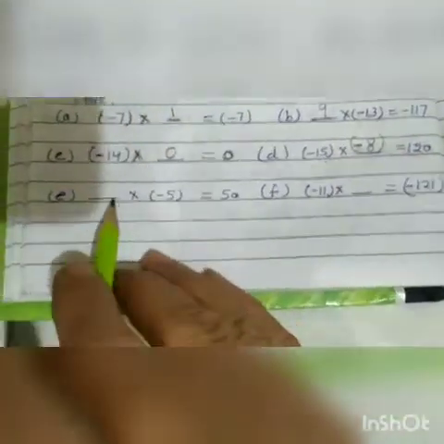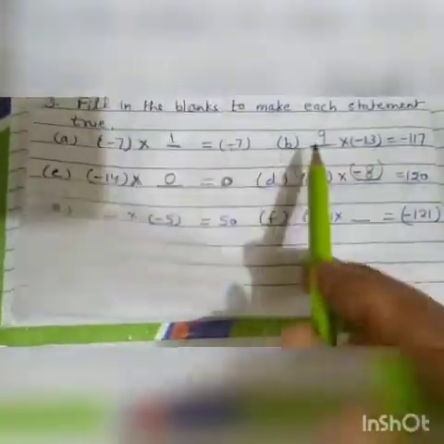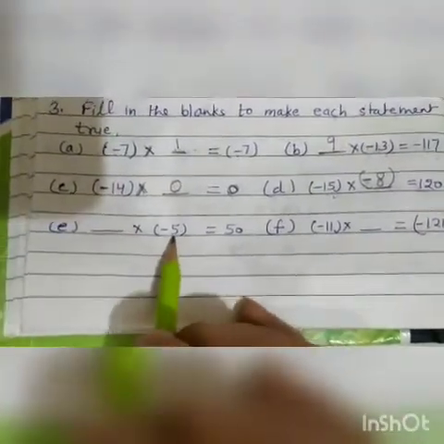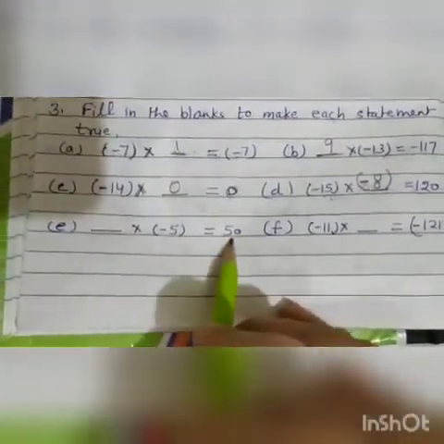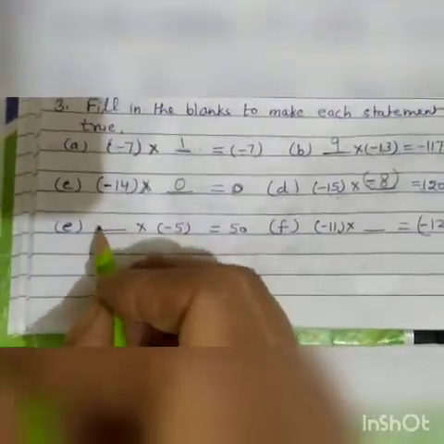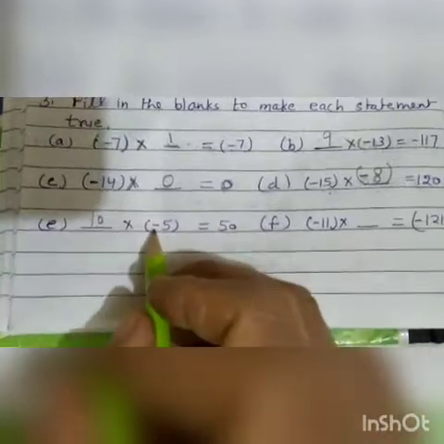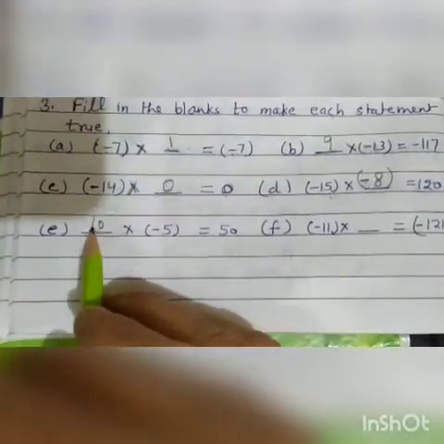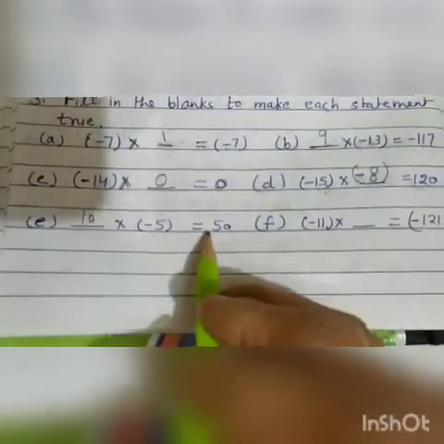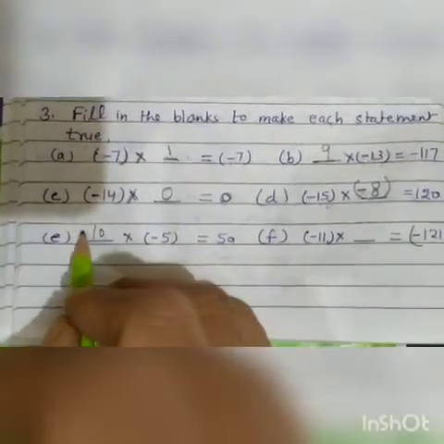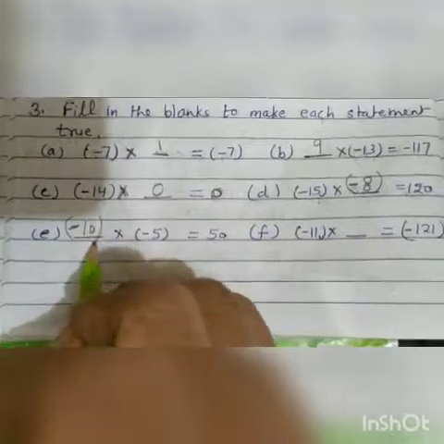Now come to the next question. Again, see, its B part and E part are both the same. Read the table of 5. For 50, 5 times 10 is 50. So we will write 10 here. See, 10 times 5 is 50. Again check the sign. When we multiply 10 by minus 5, we get minus 50. But it is given plus 50. So we will put minus 10.